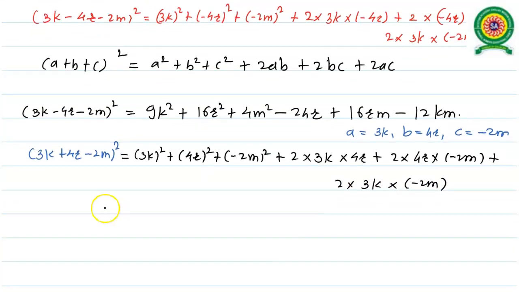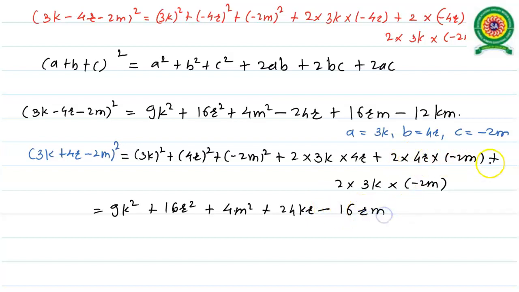Try to simplify it. 3 square becomes 9 k square. 4 square is 16 r square. (−2) square is 4 m square. 3 2s are 6, 6 4s are 24 times kr. Now plus minus gives a minus. 4 2s are 8, 8 2s are 16 times rm, again minus. 3 2s are 6, 6 2s are 12 times km. So this is the expansion for (3k + 4r − 2m) the whole square.